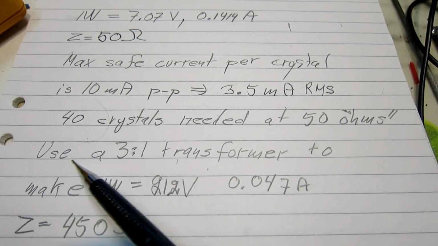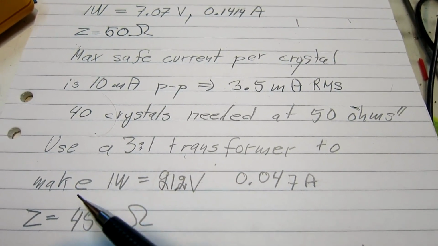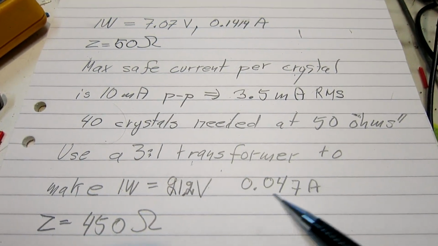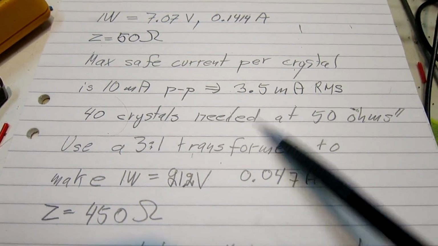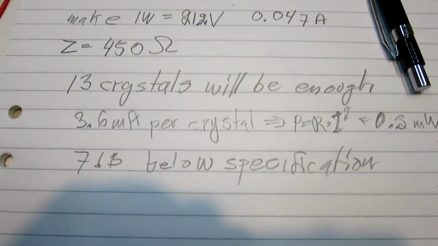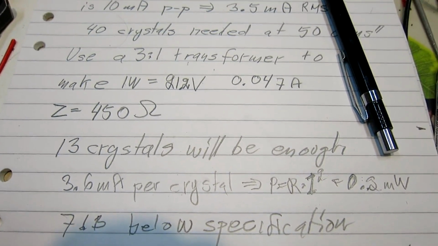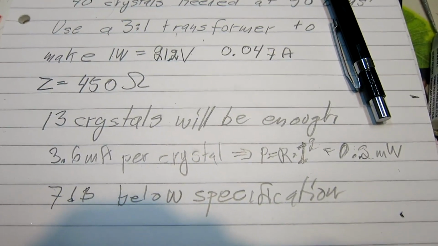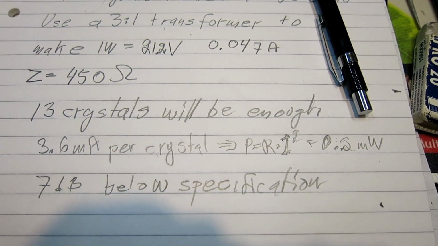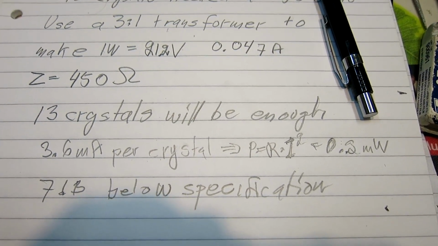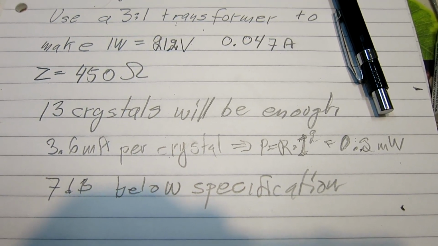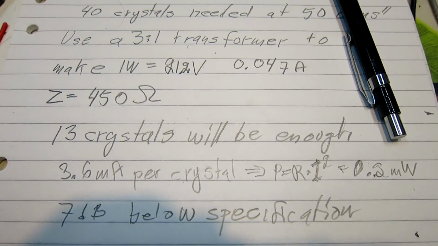So I use a 3-to-1 transformer to make 1 watt 21.2 volts and 0.047 amps. That is at 450 ohms. 13 crystals will be enough. 3.6 milliamps per crystal, and that would be 0.2 milliwatts per crystal. That is 7 dB below the specification, which is 0 dBm. So I hope this will be okay.